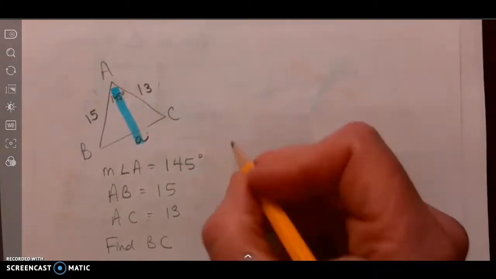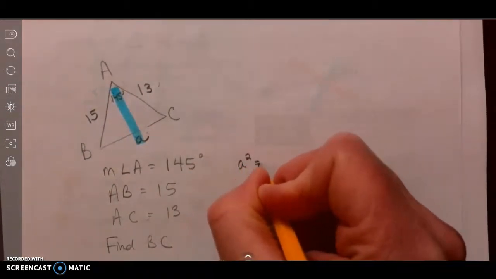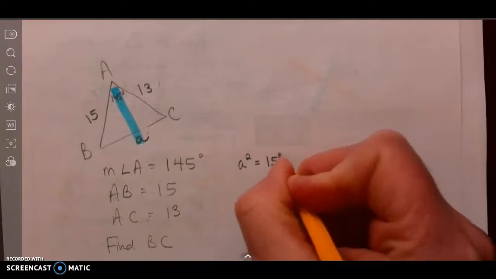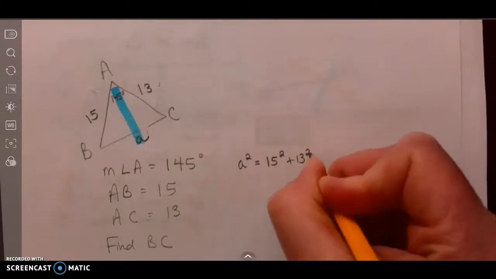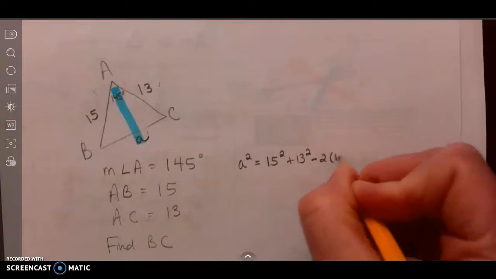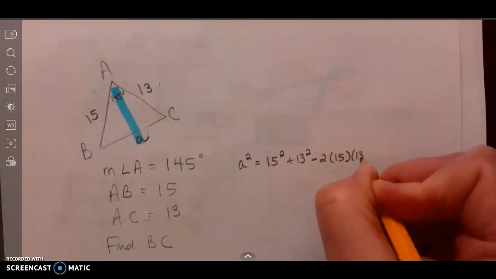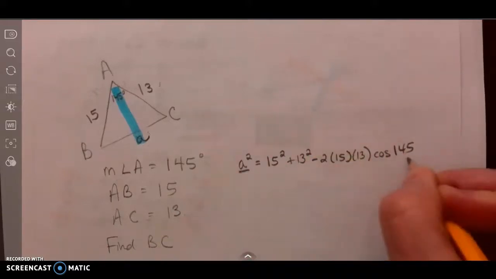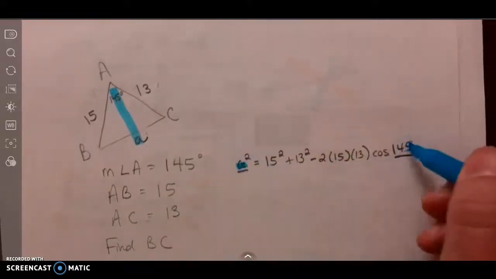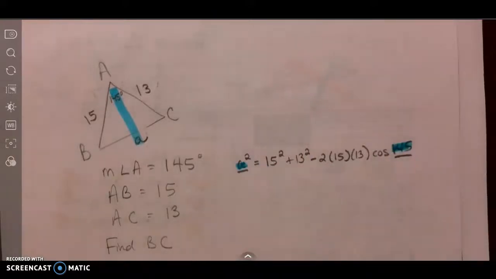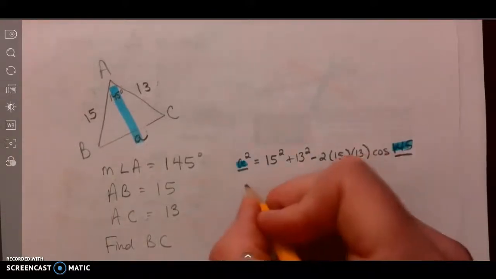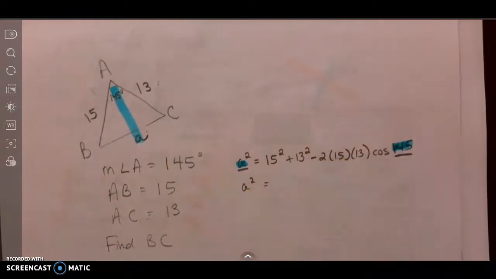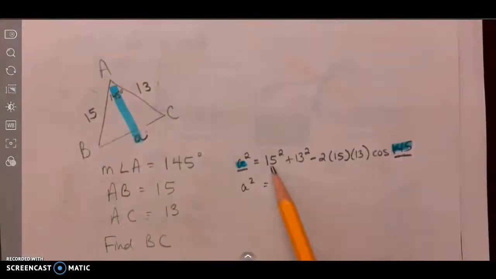So for my formula, I'm going to have little a squared equals 15 squared plus 13 squared minus 2 times 15 times 13 times the cosine of 145. Notice that's what I have highlighted in blue. So this one, I think you're really going to like. This one's really easy. Because we have everything, we can type all of this into the calculator.